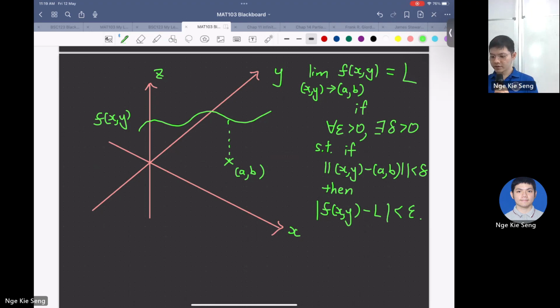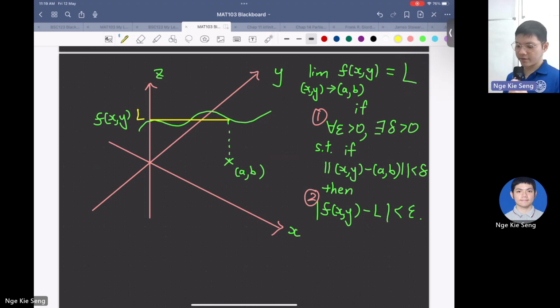Okay. So what does this mean? I give you a delta first. Let's see what this delta is controlling. Where is the delta controlling? The delta is controlling the points around f, around where? Around L. Okay, so let's say this is our L. So our L is here.